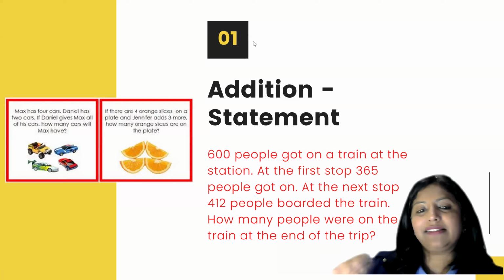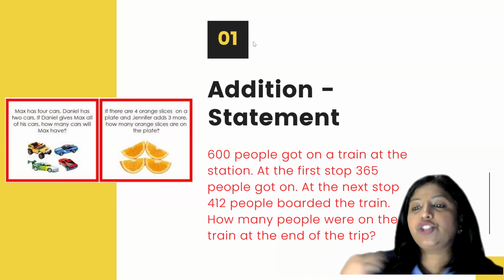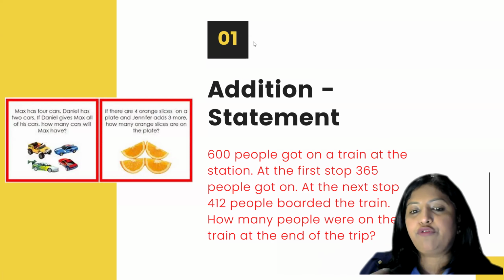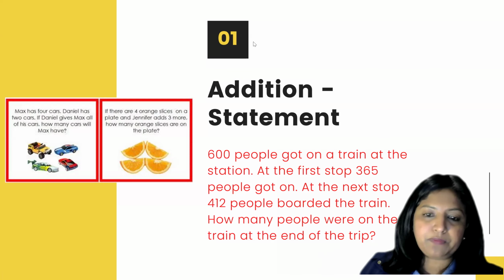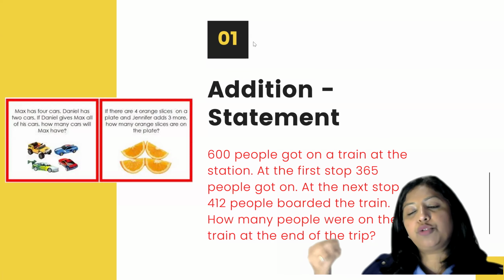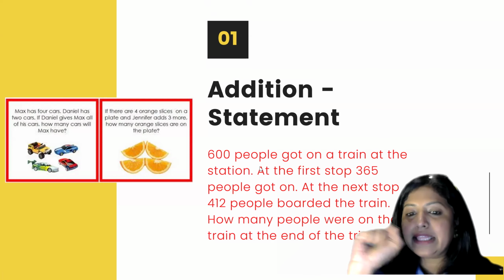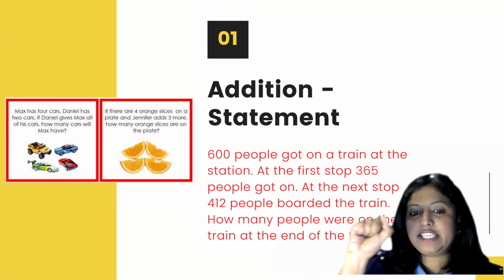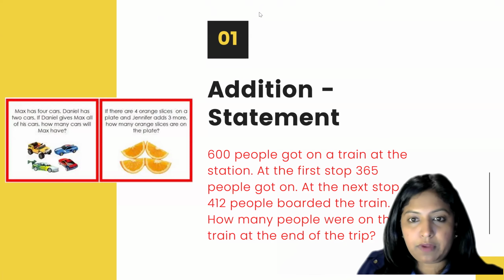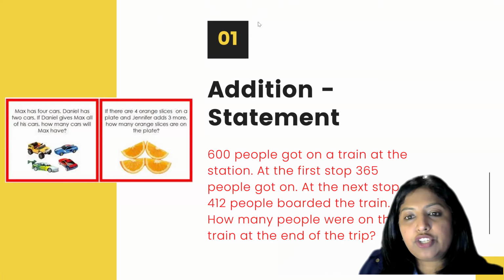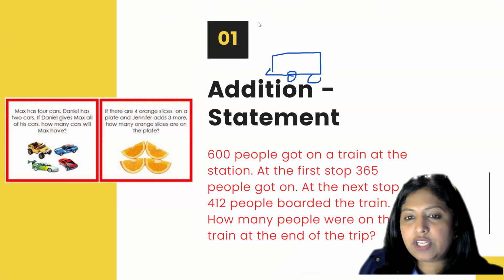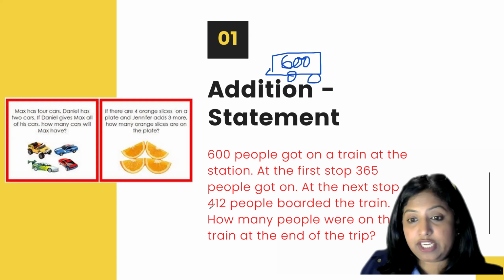So you start with a basic simple one. As your children are around 5 years or 4 years, you can do bigger numbers. 600 people got onto a train station. So you can draw a train and you can write the number. On the train station, 600 people got on. What can the teacher do? The teacher can draw a train and say, children, 600 of them got in at one station.